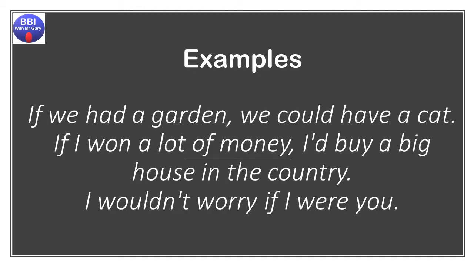Let's look at the past simple forms that are in these examples again. Had, won, and were. Those are the past simple forms of the verb. Had is the past simple of have. Won is the past simple of win. And were is the past simple of the verb be.